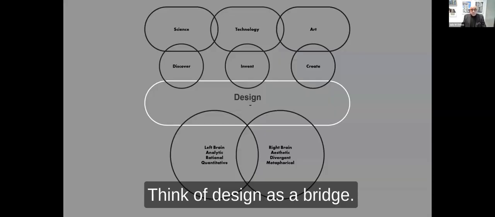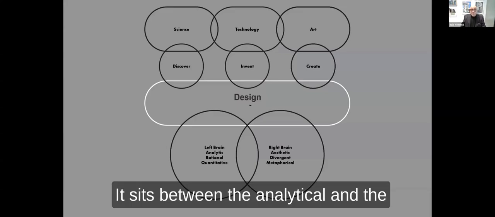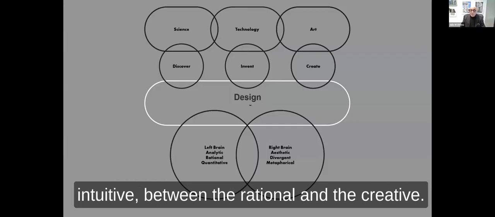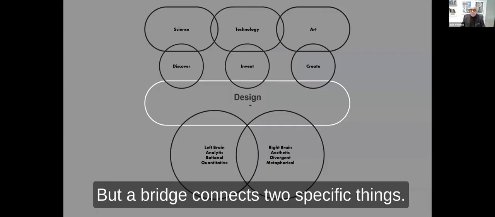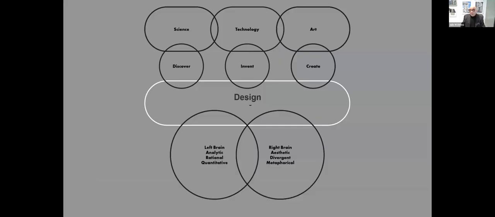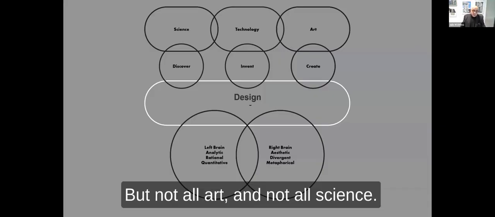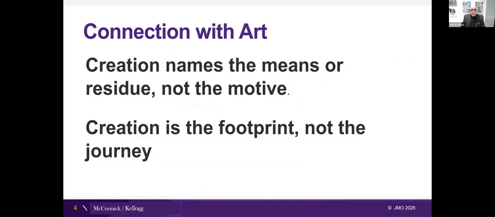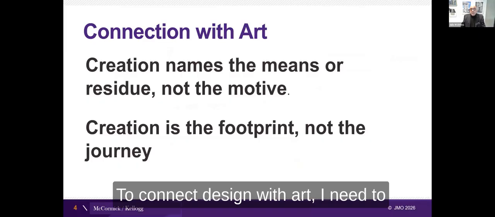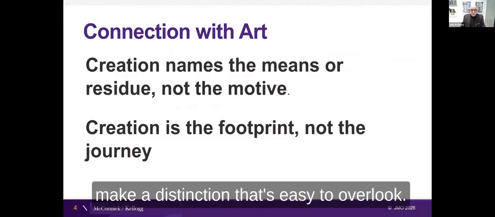Think of design as a bridge. It sits between the analytical and the intuitive, between the rational and the creative. But a bridge connects two specific things. On one side, art, on the other one, science. But not all art and not all science. To connect design with art, I need to make a distinction that is easy to overlook.